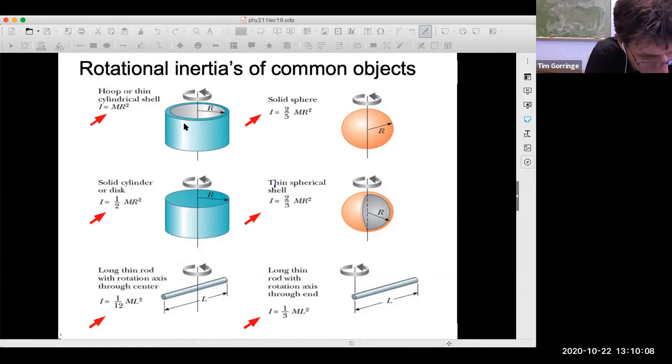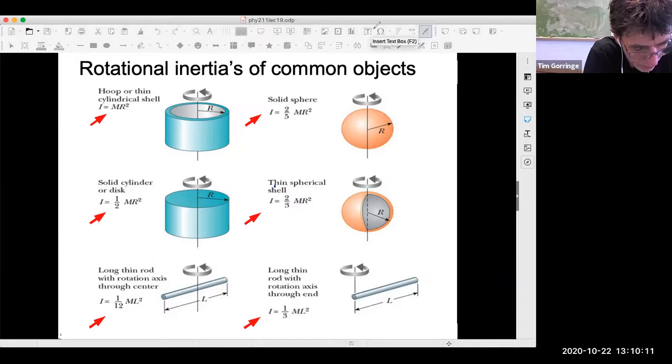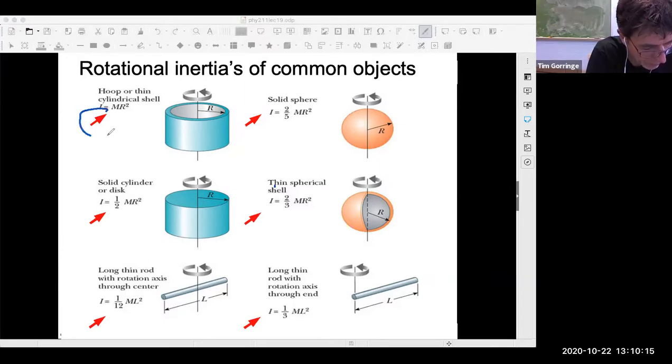So over here on the top left, this is a ring of radius r, and all the mass is located at a distance r. And if you look at its equation for moment of inertia, it's just mr squared. It looks just like the equation for a single point mass, because in this case, all the mass is still at a distance r from the axis of rotation.